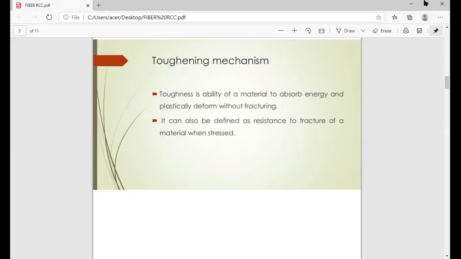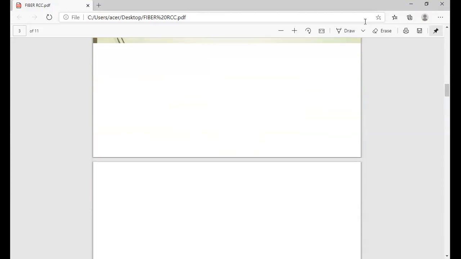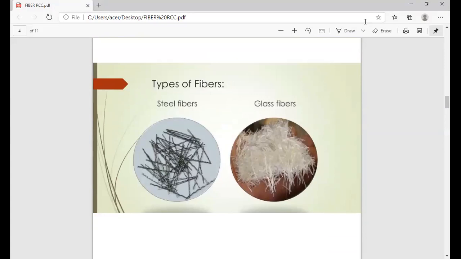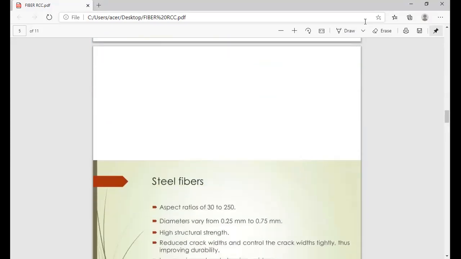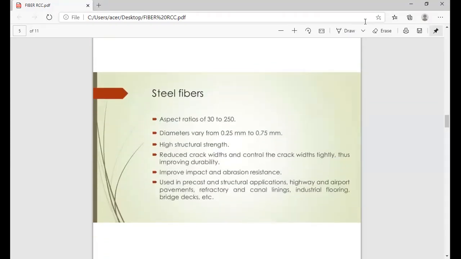So students, if we talk about toughness, the fiber reinforcement plays a great role in resisting toughness. It can also be defined as a resistance to fracture of a material when stressed. So fiber reinforcement works well in the case of toughness. You can see here the types of fibers: steel fiber, glass fiber, synthetic fibers, and natural fibers are also used, like grass root and so on. These are natural fibers, right?